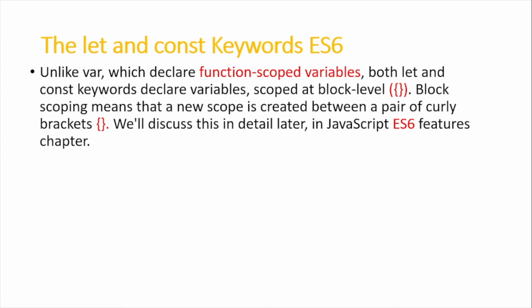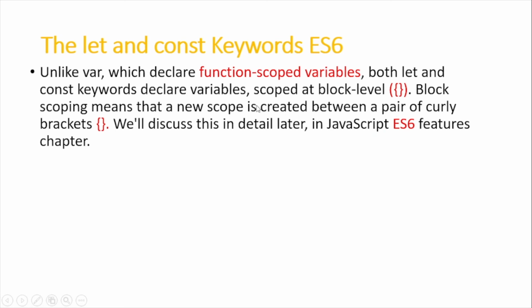And you can see that unlike var, which declares function scoped variables, both let and const declare variables scoped at block level. Block level code is inside a block. You can only use let and const variables inside a block, but var can be used inside the whole function. So that's why var and let are different, and const also.